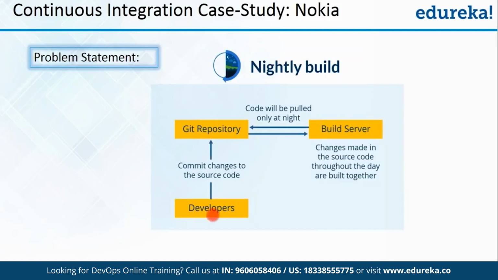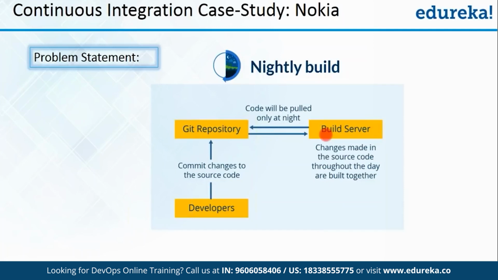Alright. So over here, as you can see, there are developers who are committing changes to the source code that is present in a shared repository. And then what happens in the night, there's a build server. This build server will poll the shared repository for changes, and then it will pull that code and prepare a build. So in that way, whatever commits are made throughout the day are compiled in the night.